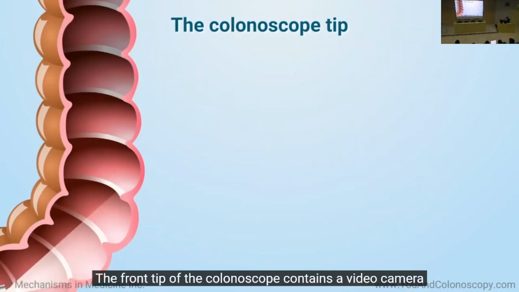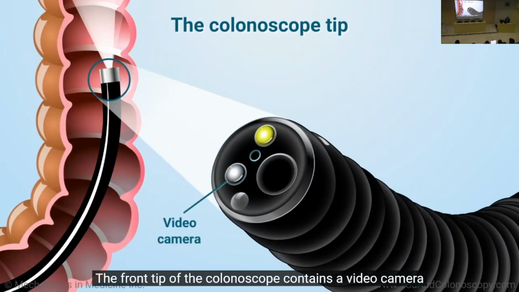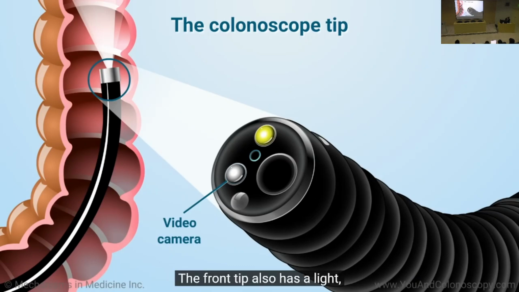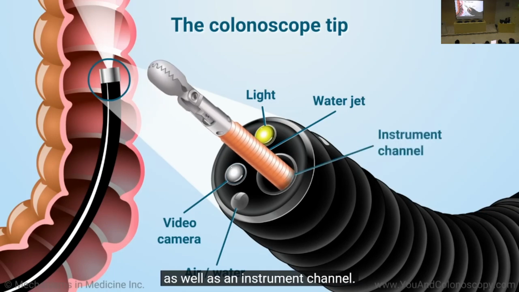The front tip of the colonoscope contains a video camera which sends real-time images to a computer screen so that your doctor can examine the colon. The front tip also has a light, a channel for water irrigation, a channel for air and water, as well as an instrument channel.